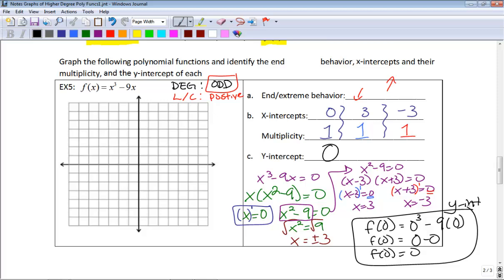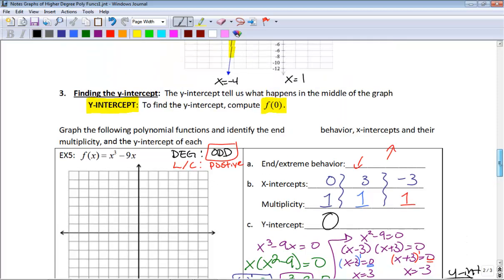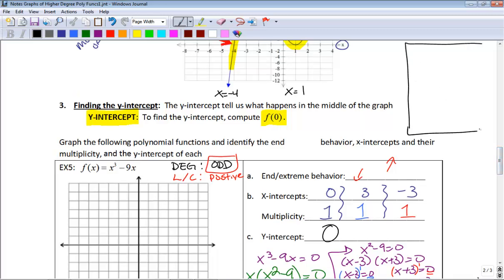Well, I told you you needed all of this in order to graph higher degree polynomials, but I didn't really tell you how to put it all together. So let's talk about what to do in terms of putting it all together. Thing number 1 that you need to do, and maybe let's see if I can fit it right in here for you guys. So steps to graph. So the first thing you want to do is plot all your points. So plot all your points.